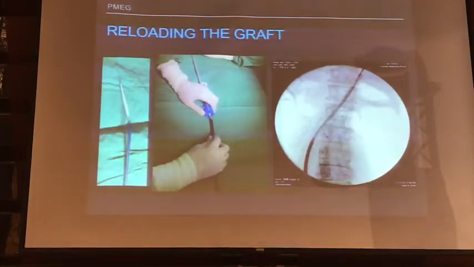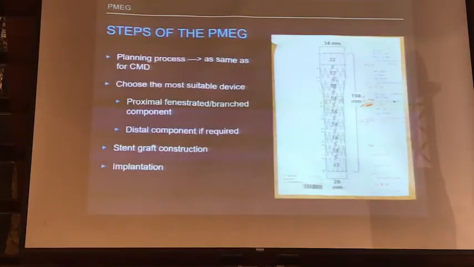Sometimes in this case we use the low profile device, and we had a problem with the barb at the first row of the stent, so I had to cut it, and we completely cut it and got stuck with the sheath, so we had to reload back into a larger sheath instead. So this summarizes the steps of the PMEG planning process, the same as CMD.